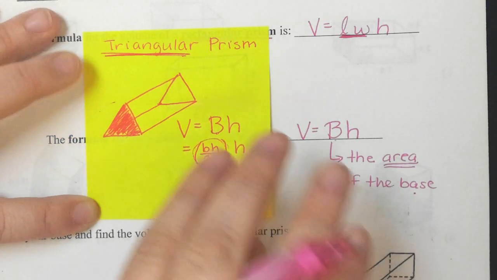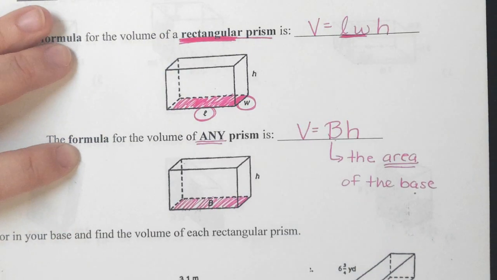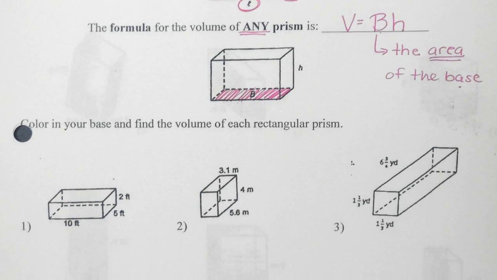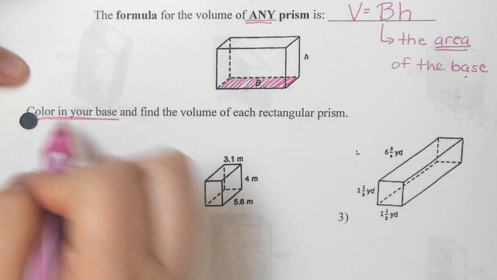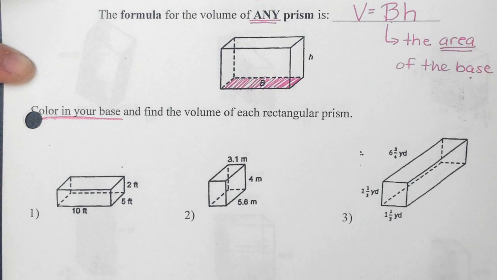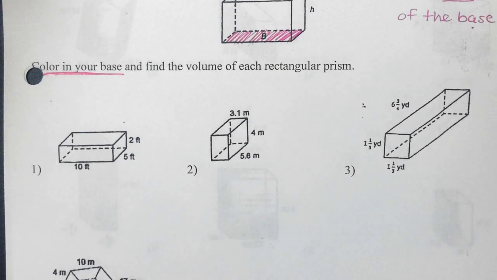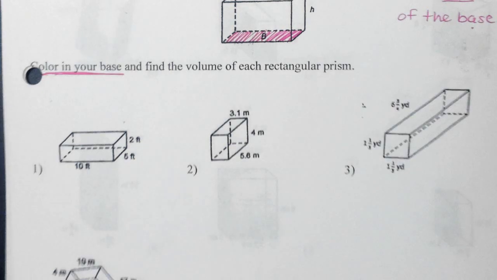Okay. So with that said, when we work these problems today, the first thing we're going to do is color in our base. In the 6th grade, it will not affect your answer. Will it affect your answer in the 7th and 8th, though? Yeah. So we want to go ahead and practice while our shapes are really easy. Guys, does it get easier than a rectangle? That's pretty much the easiest shape there is.